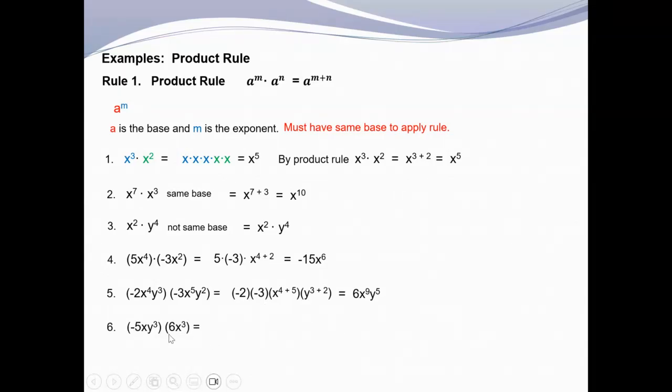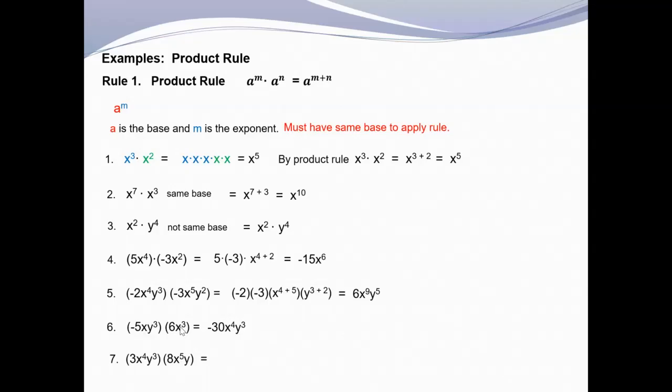Number 6, negative 5 times 6 will give us negative 30. X times x to the 3rd will give us x to the 4th, and y cubed. So this is my result for number 6. Negative 30, x to the 4th, y cubed.